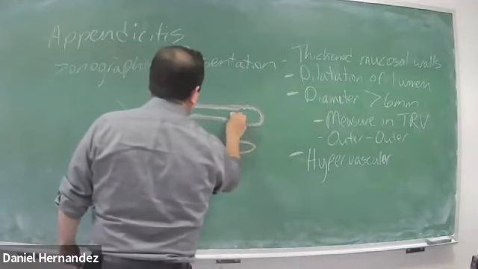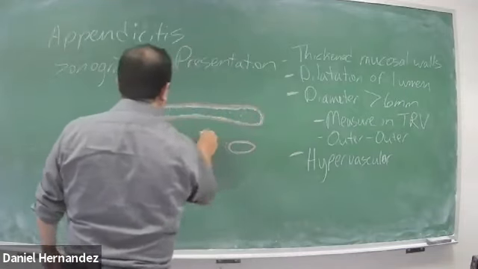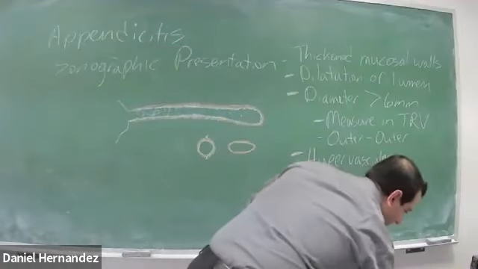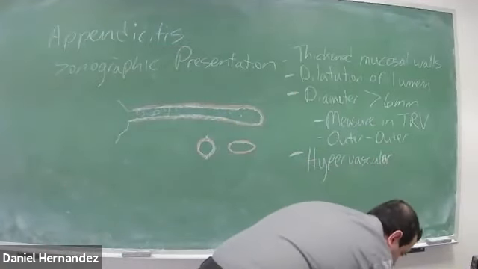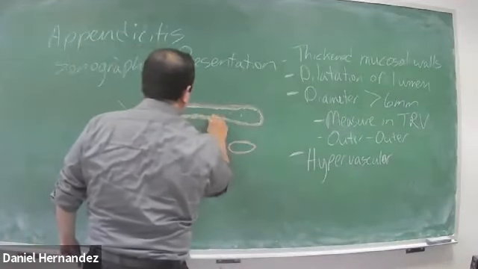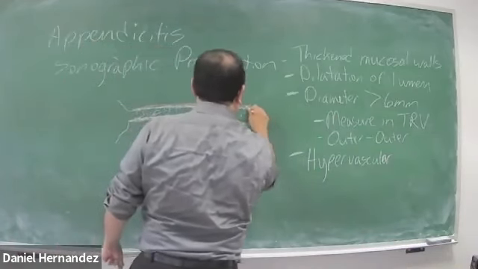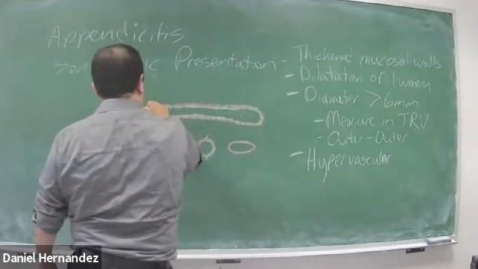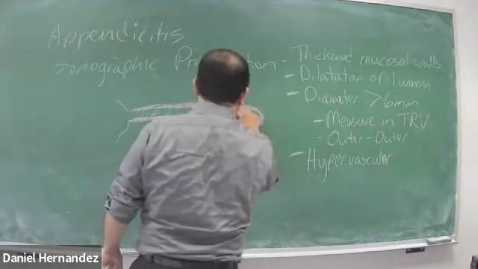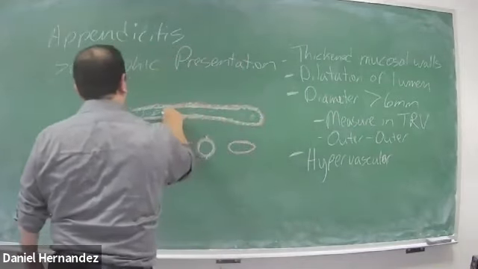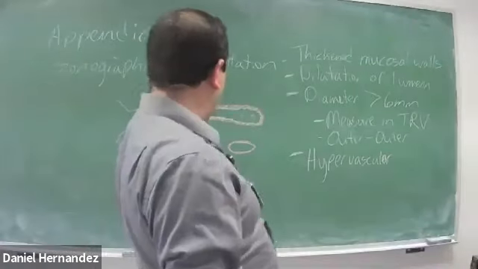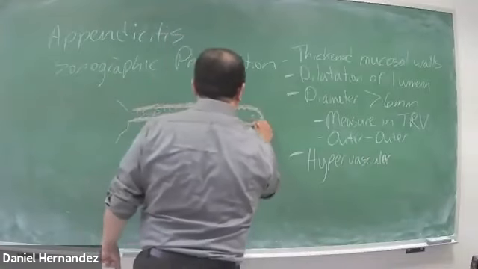You may get some flow in the appendix itself, but particularly the walls are going to light up with color. We'll use different colors, a little orange on there. You'll get hyperemia or hypervascularity, particularly along the walls of the appendix. And depending on how severe the infection is, you may also demonstrate increased vascularity within. You might pick up some segments of that wall, but the wall is going to light up for you.